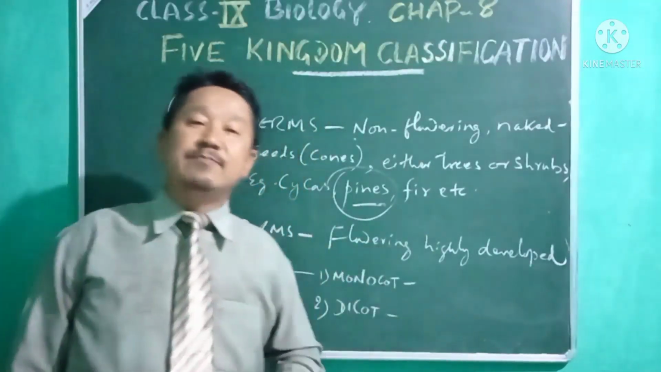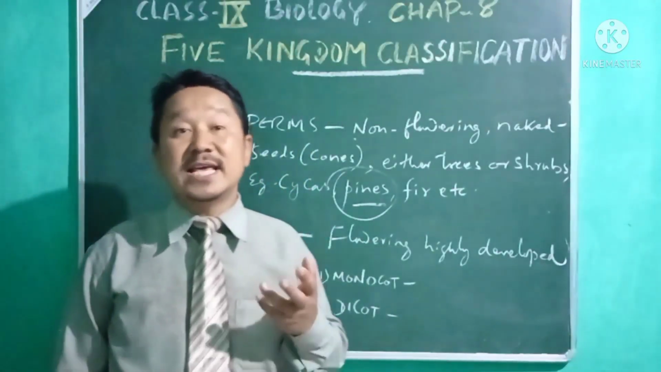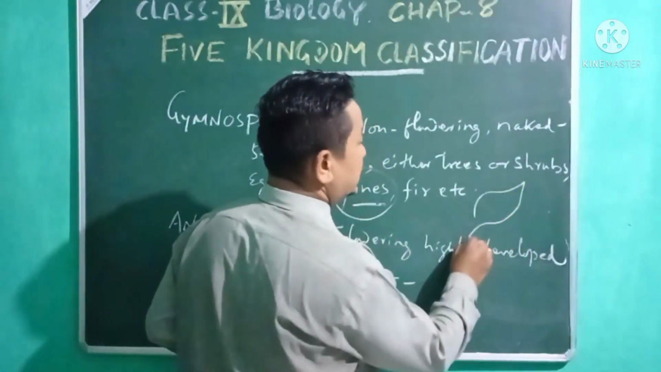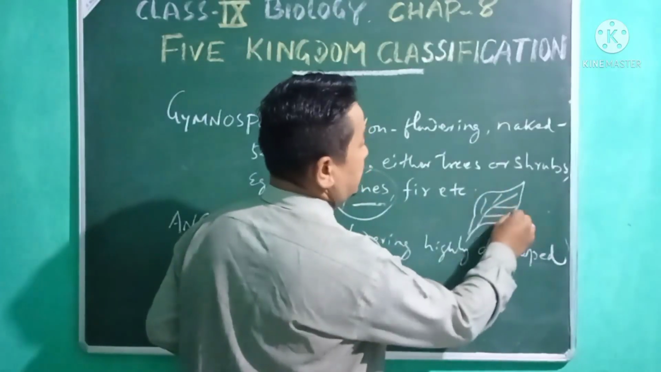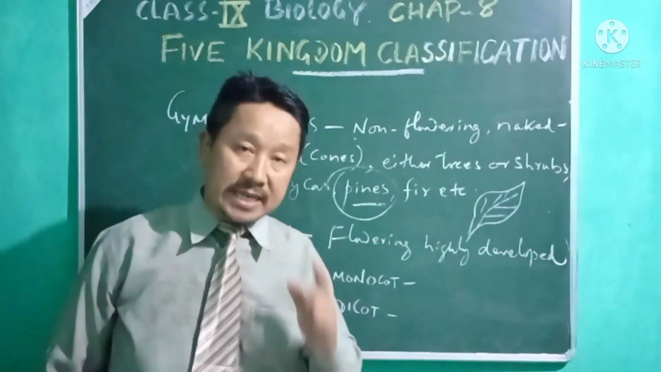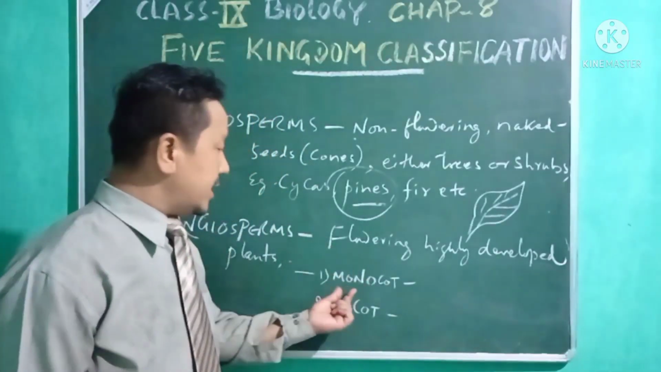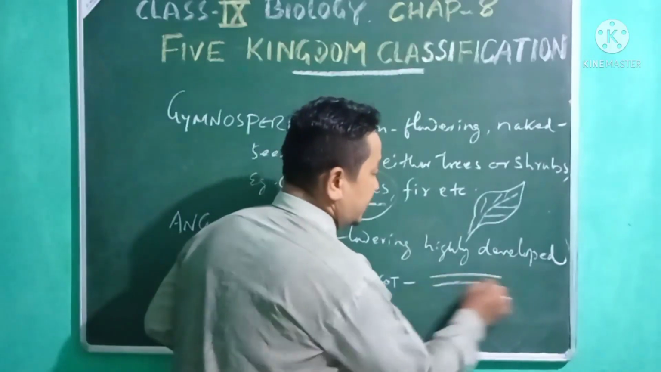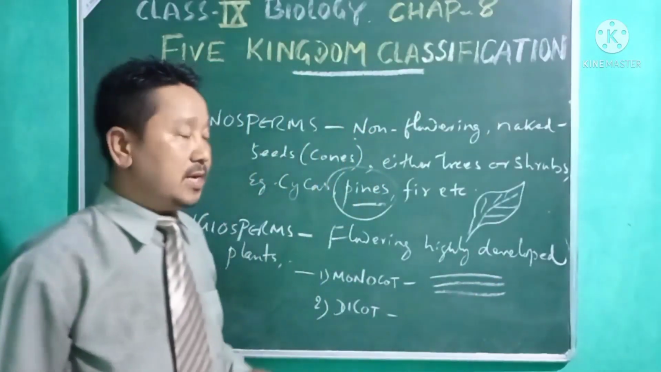If you see the venation, what does that mean? Arrangement of veins. Suppose this is a leaf, and these are the veins. The arrangement of these veins is called venation. In this case, the venation is parallel.